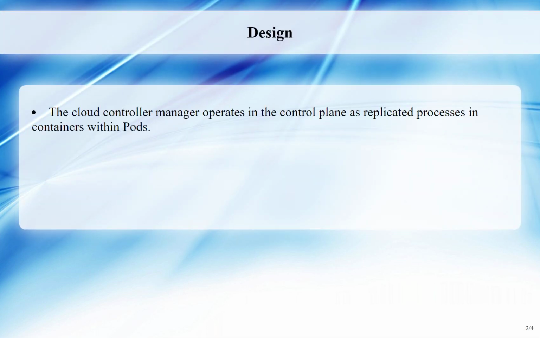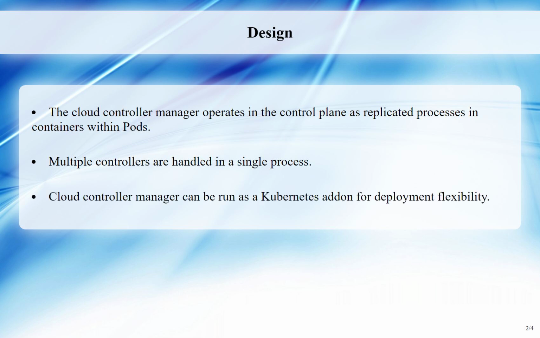Design. The Cloud Controller Manager operates in the control plane, running as a set of replicated processes within containers in pods. It manages multiple controllers in a single process. It is possible to run the Cloud Controller Manager as a Kubernetes add-on instead of part of the control plane, providing flexibility in deployment options.